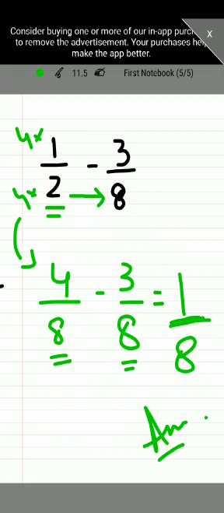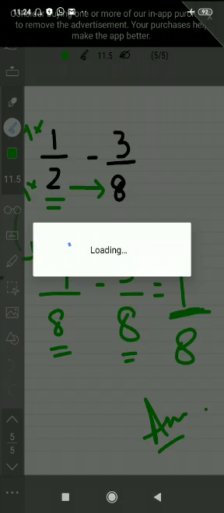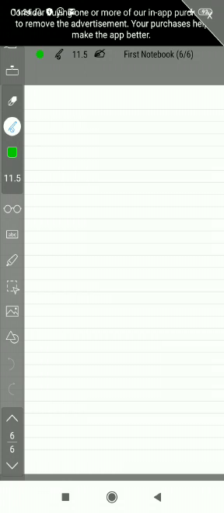Alright, the first thing you will do is to change the smaller fraction so that you can make its denominator equal to the bigger one. Then you're going to rewrite the fraction, and then you're going to subtract the numerators when you have the same denominators, right?